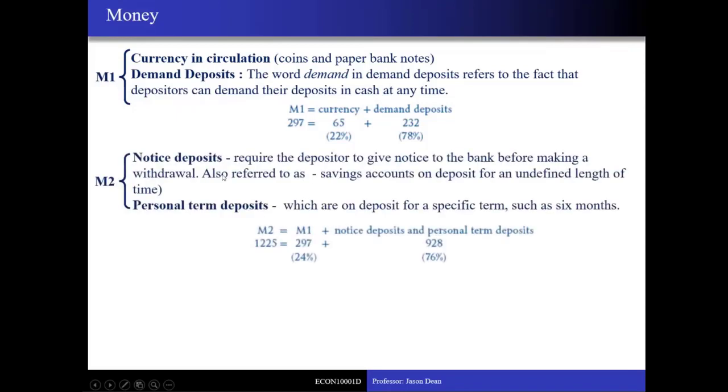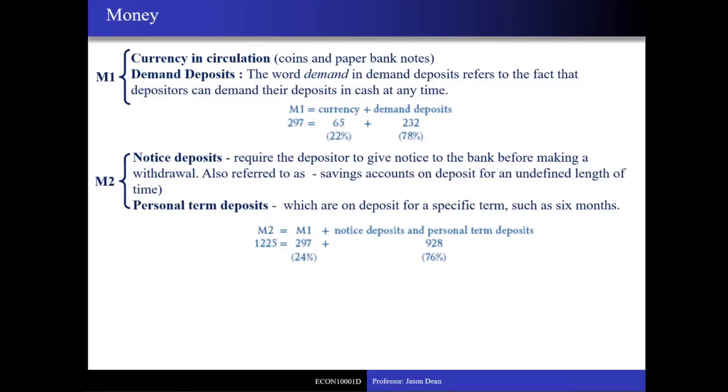So the M2 definition: M2 has M1 in it, and then it's additionally adding things like notice deposits or personal term deposits. These are deposits where, unlike demand deposits, you can't immediately demand your money in cash anytime and get it. You have to wait. There's some time element involved. Notice deposits actually require you to give notice to the bank before making a withdrawal. These are typically what are called savings accounts.